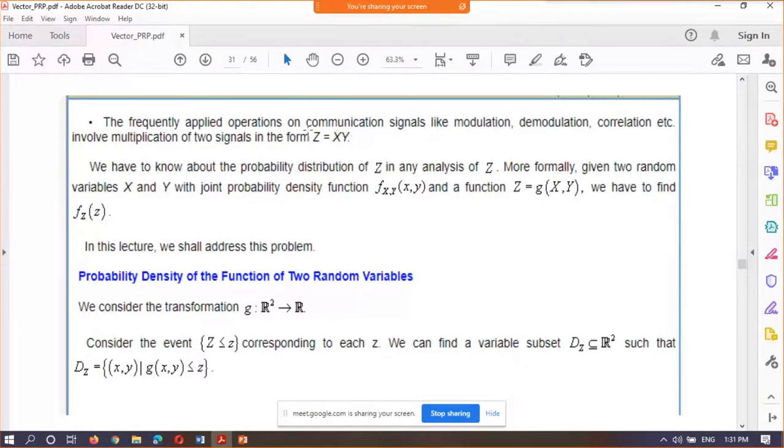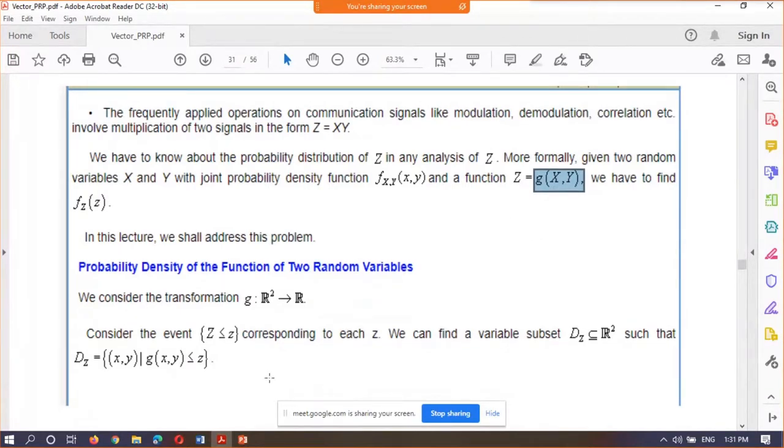Another case is if this kind of transformation is there, or some bigger transformation you don't know, like some function of x and y, like cos x plus sin xy, or cos x into e raised to power y. Like this, you can do anything.